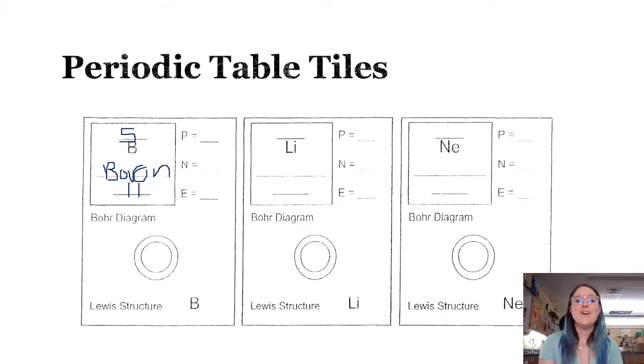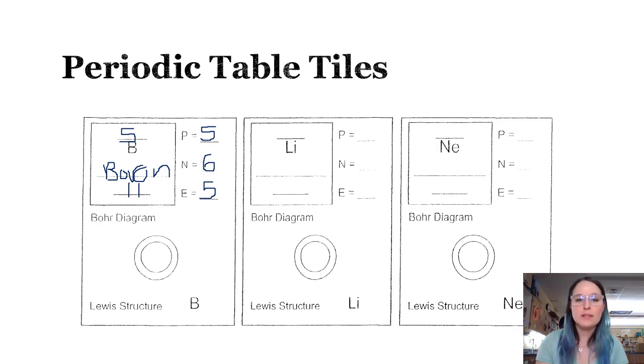Okay, so I filled out my tile here. Keep consistent with having your atomic number either on top or on bottom. My atomic number for boron is 5, so that means I have 5 protons. For my number of neutrons, I have to do some math. 11 is my total mass, so that's my protons plus my neutrons. 11 minus 5 is going to give me 6, and that's going to be my number of neutrons. Now my electrons, because we're working with neutral atoms, is also going to be 5. So you can fill all those out.